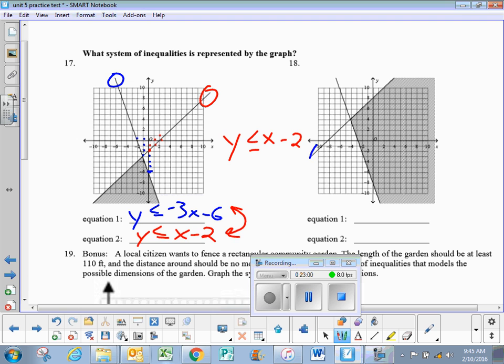This one here, let's look at this one. It has a y-intercept of 8. So let's go ahead and do that. Y-intercept of 8.